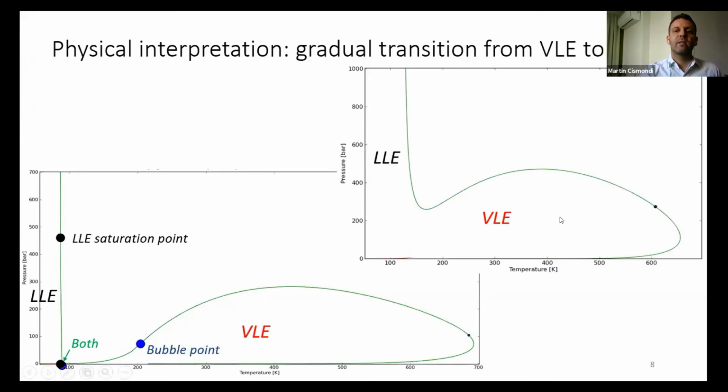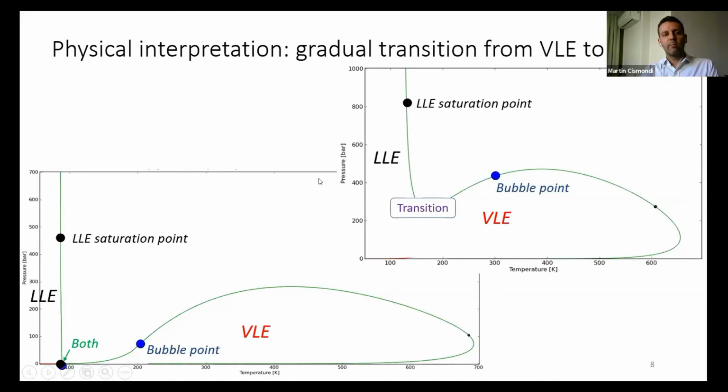But when we have this type of envelope, it's clear we have bubble points here in this region. It is also clear we have liquid-liquid equilibrium saturation points like here. But what in between? You cannot tell what exactly is the point because there is not one point like here where you change from bubble point to LLE point. So there is a gradual transition here, right?